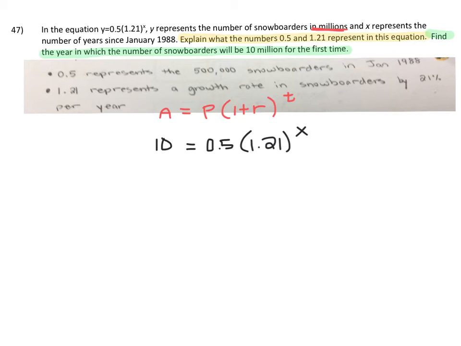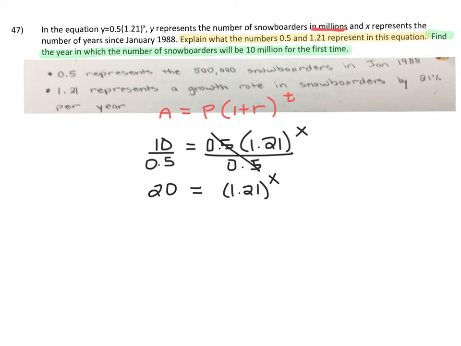To solve this, you're going to solve it in the same fashion that we solved the equation in number 46. So we're first going to divide by the number in front of the parentheses. We want to get rid of this, so we're going to divide both sides by 0.5. Dividing by a half is the same as multiplying by 2. So 10 divided by a half would be the same as 10 times 2, which gives you 20. So 20 equals 1.21 to the x power.